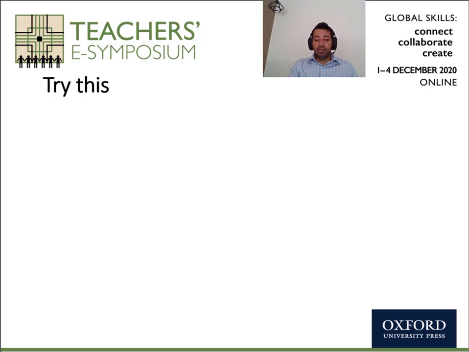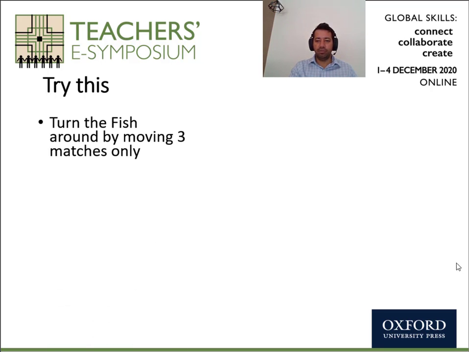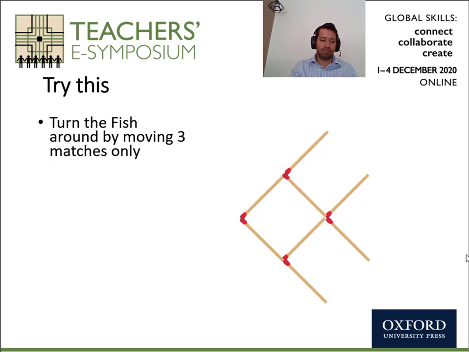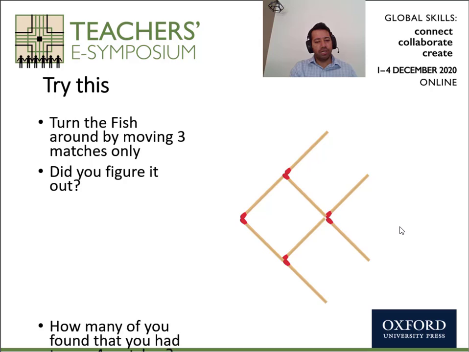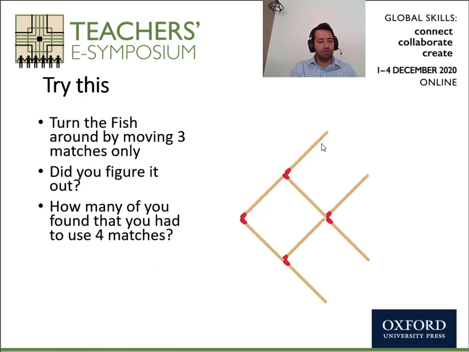Let's start out with a tiny little activity. I would like you to turn this fish around by moving 3 matches only. I wonder if you can figure that out. Some of you might find that you'd have to use 4 matches. So turn this one around, move these 2 back here and turn this one around, right? But actually it's very easy to do it with 3 matches if you think differently.